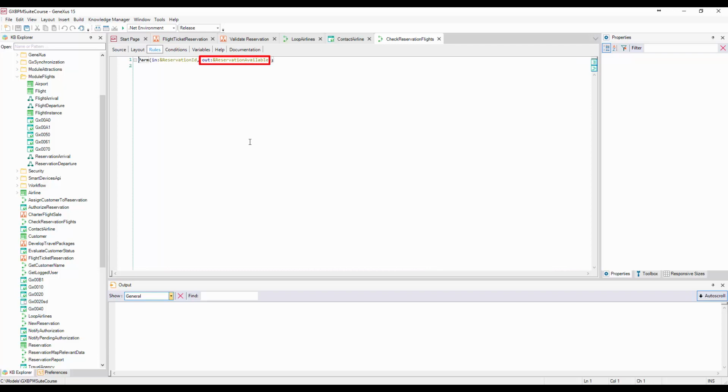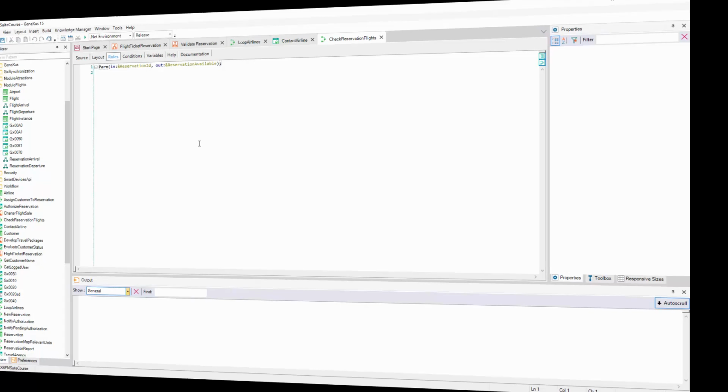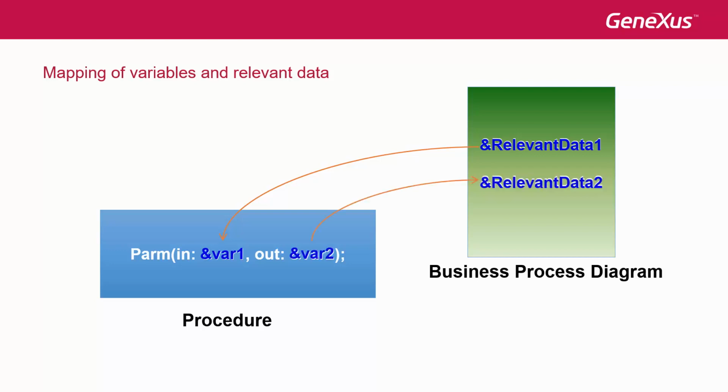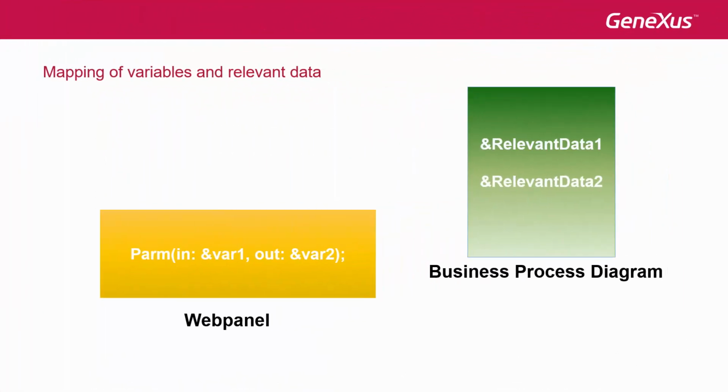If we give this variable the same name as that of a relevant data item, the workflow engine will automatically load the relevant data item with the variable value. In procedure objects, mapping values between the relevant data and variables included in the parm rule is valid for both input and output variables. On the other hand, in Web Panel objects, the mapping of values is only valid for input variables.